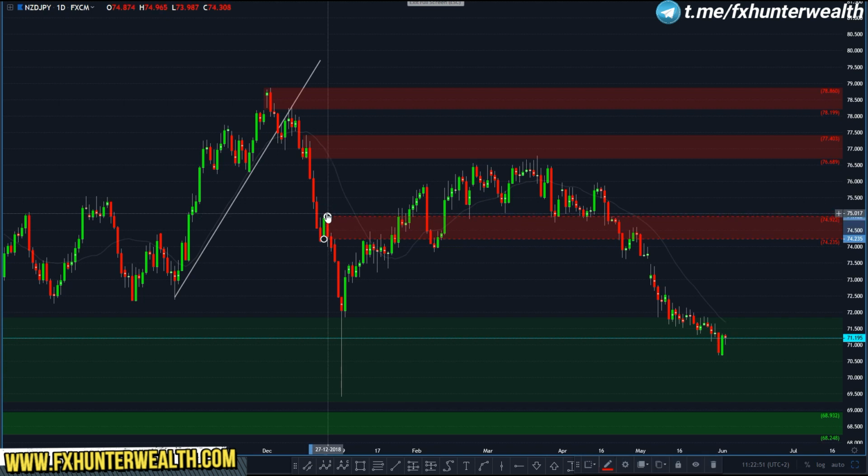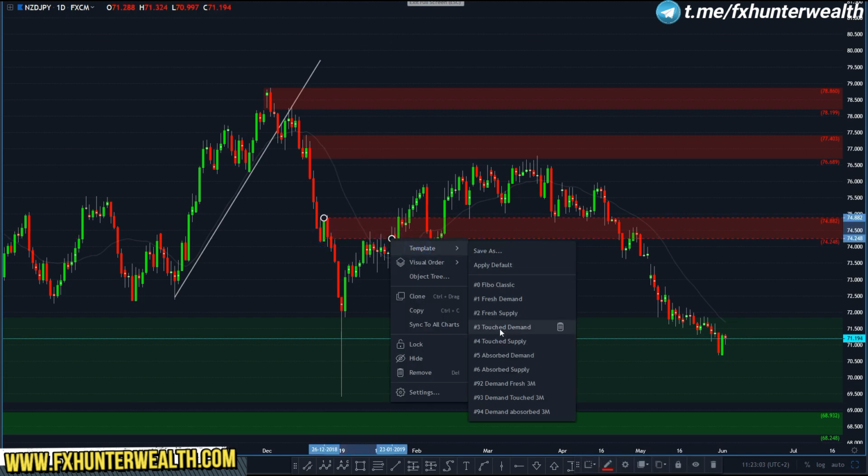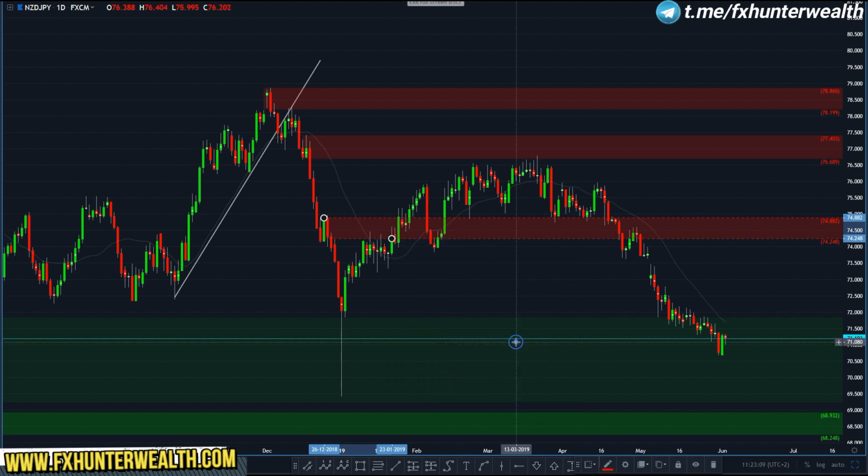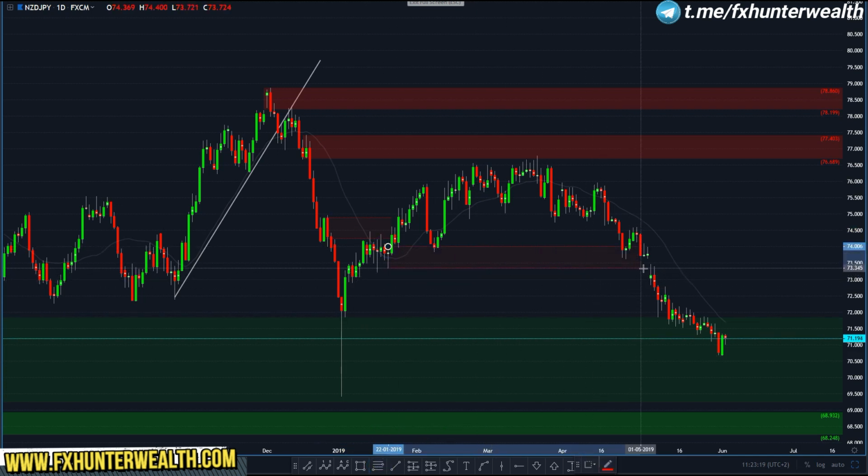Why am I drawing these levels, even if they don't look like much? It's because right now I must consider drawing this. So it is obviously an absorbed supply zone. Sorry, no, this one. Absorbed supply zone, and right now the level below is this one.